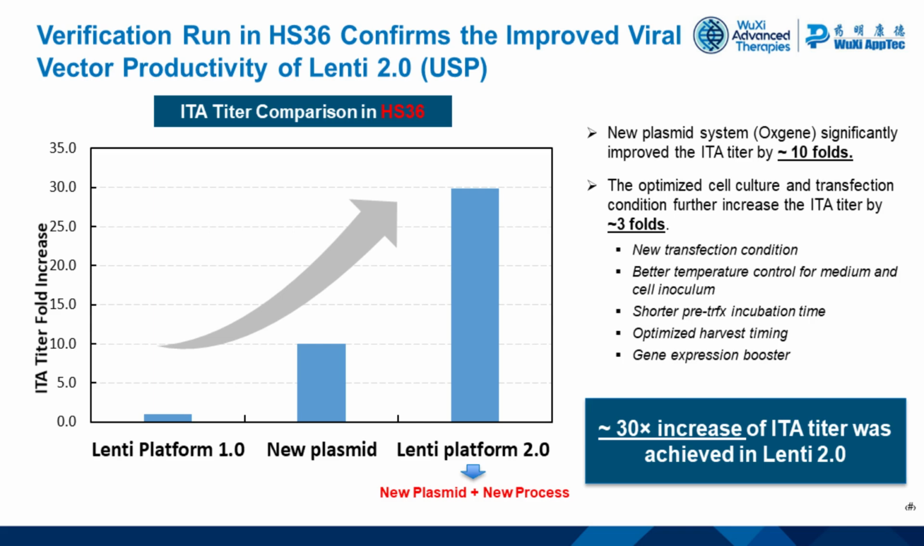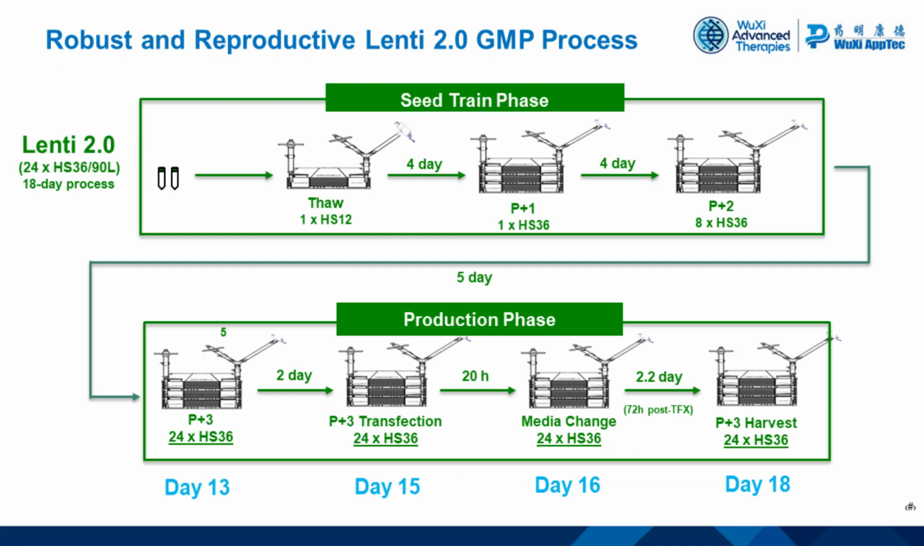With high lenti productivity, the unit operation of upstream process can be much simplified, and the downstream process can become more robust as well. This slide shows the overall upstream process flow at a GMP scale, a total of 18 days process. First of all, the cell bank is stored in HyperStack 12. Then, after 3 cell passages, the process jumped to HyperStack 36 at production phase.